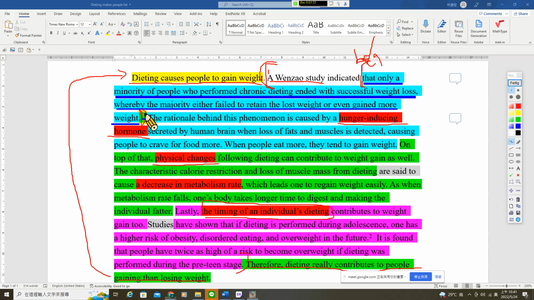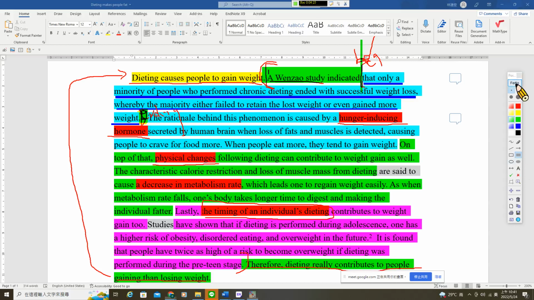And this is the ending. So how can you tell this is the beginning and this is the ending? Because I used the words here. A Wenzao study indicated that. So this means I provide you some hint: a Wenzao student study indicate. So this marks the beginning. And there's a number here. So this marks the ending.